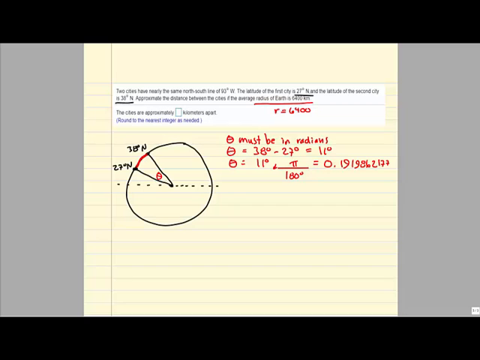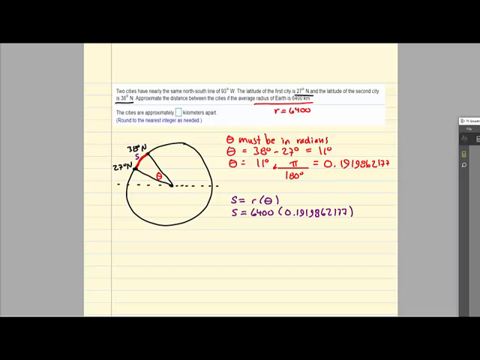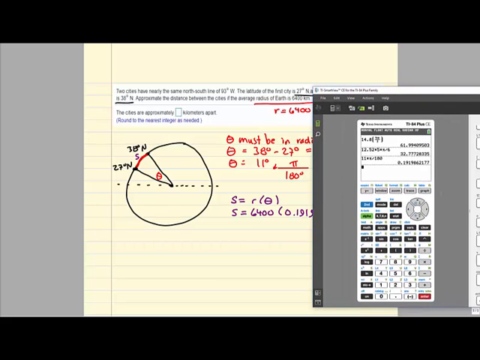Okay, so now I can just go ahead and plug it into my formula. S is equal to r theta. So this arc length S is this distance in red. Radius of the Earth, the average radius of the Earth is 6,400 kilometers. And then I multiply that times theta. And I don't want to round unless it has asked me to make intermediate rounding calculations. So I take this value that I already have in my calculator and I'd multiply that times 6,400.